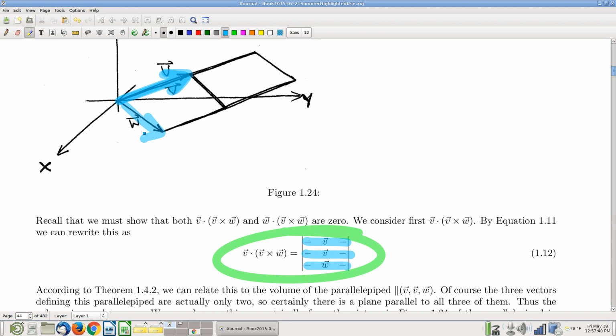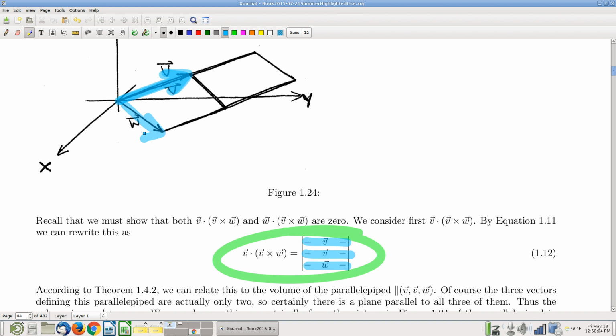What can I tell you about this box? Well, the volume. I mean, this is prepared for recycling. The volume is 0. That means the determinant is 0. That means the triple product is 0. That means this dot product is 0. That means that V and V cross W are orthogonal.